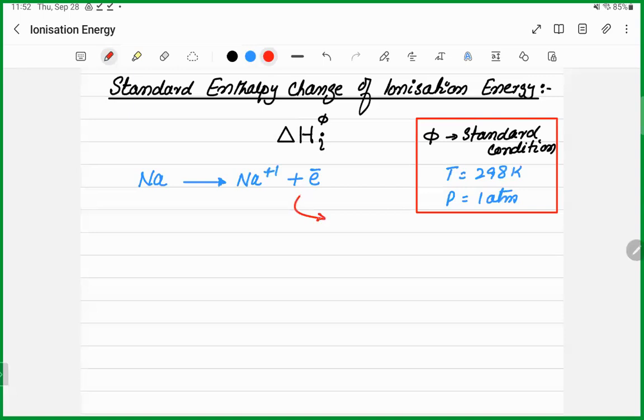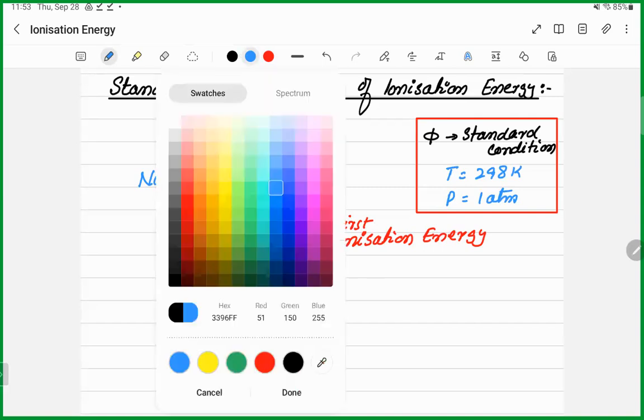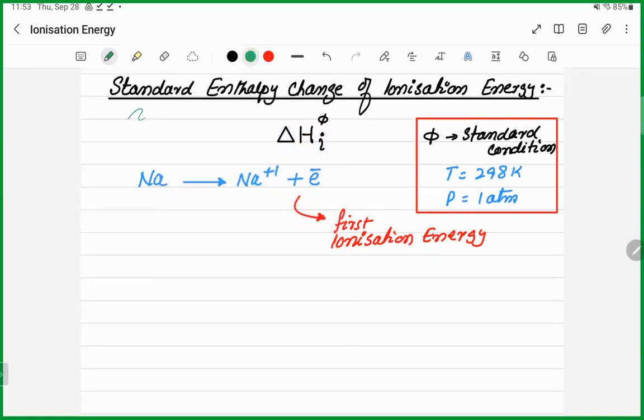The energy required for the removal of the first, which is the outermost electron, is called the first ionization energy. Make sure that you know that the first ionization energy, or any ionization energy value, is an endothermic value. The ionization energy is always endothermic because energy is always required to remove an electron. So delta H ionization is always positive.